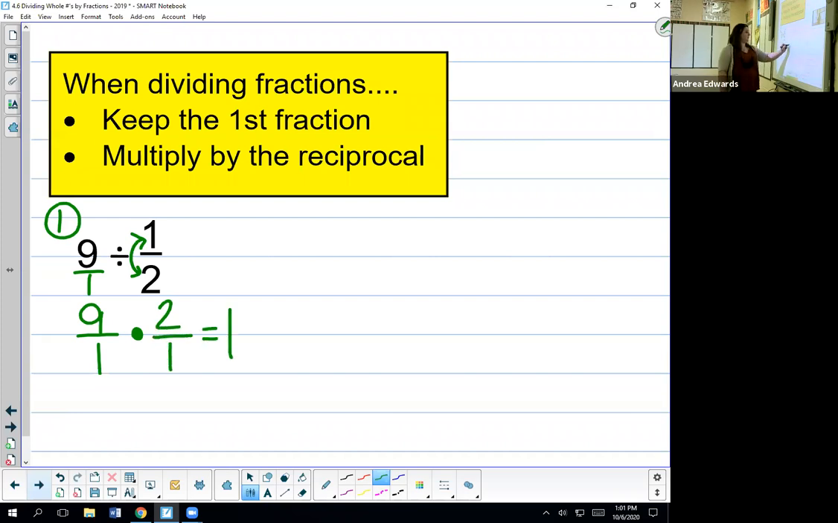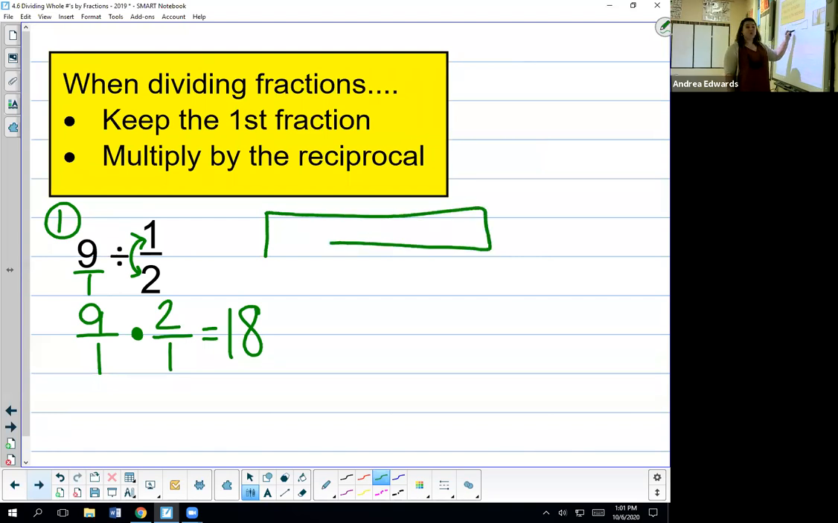So therefore, the answer is, you got it, 18. Correct. 18. That's just like that board problem, the first one we did. This is 9 feet, and I'm going to cut it into half pieces.